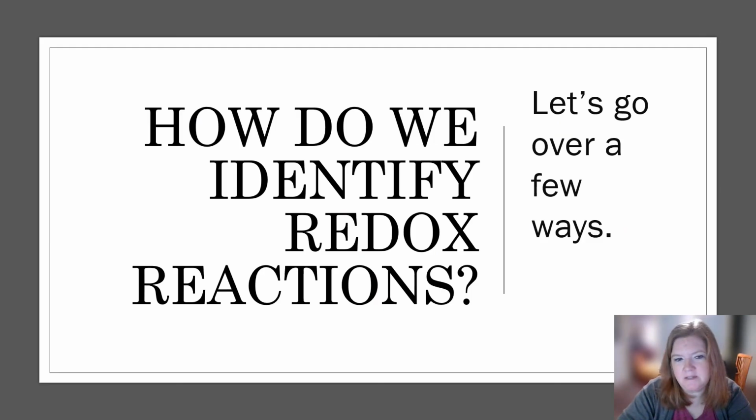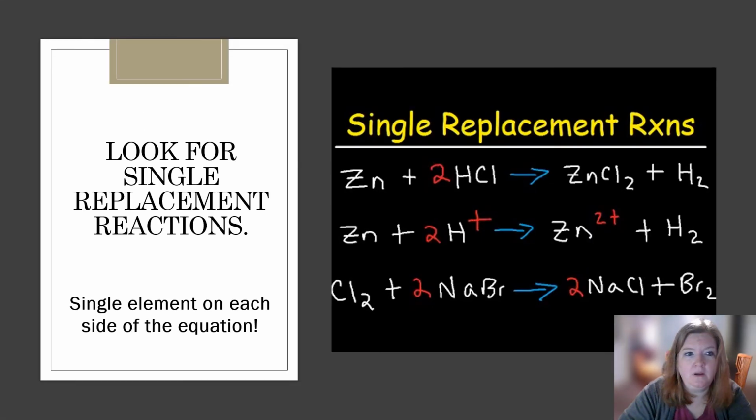So how do we identify redox reactions? Let's go over a couple ways. One, look for single replacement reactions. So we have a single element on each side of the equation that is neutral, no charge. So see, neutral, neutral, but different elements on each side.